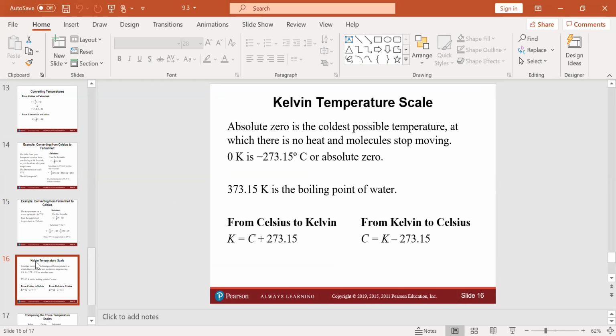The last temperature scale, the Kelvin scale. The Kelvin scale is just 273.15 degrees more than Celsius. That's all it is. 0 degrees Kelvin is considered absolute zero, the very, very lowest temperature that's possible.